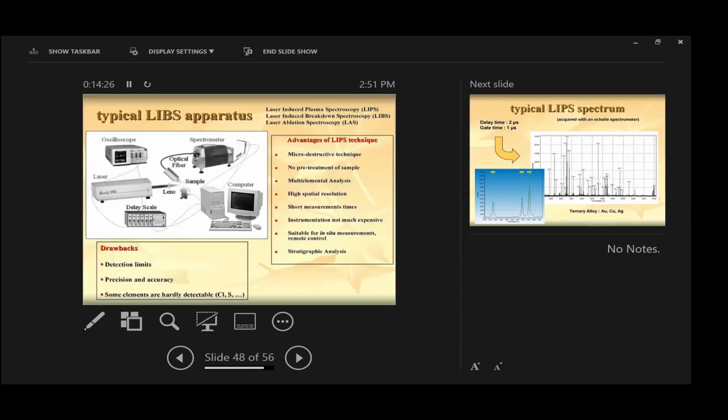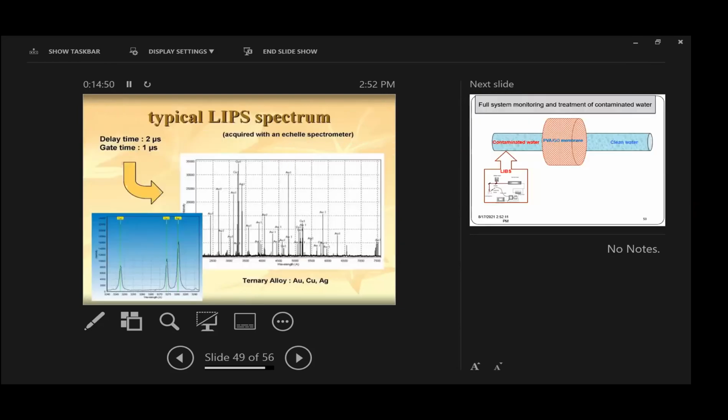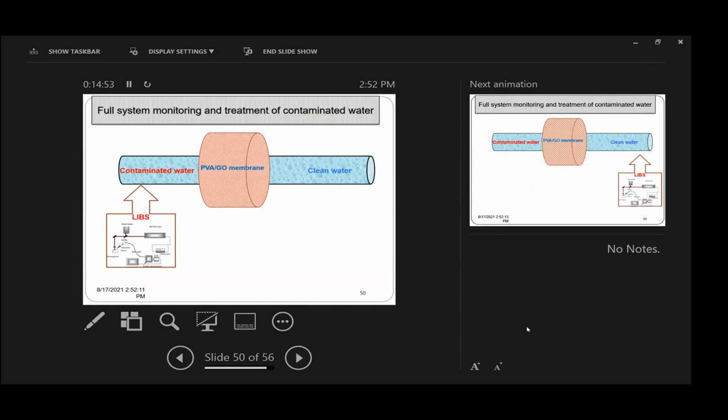Now, how do we use this in the whole system? This is the laser, and we focus our laser on the sample, and we analyze the spectra, and we get the spectral analysis of this sample, and we can know the whole history of the sample's atomic composition. So in our project, it will be as follows. If we have water flow, we start with contaminated water, then our BVA graphene oxide membrane, and then we expect that we have clean water.